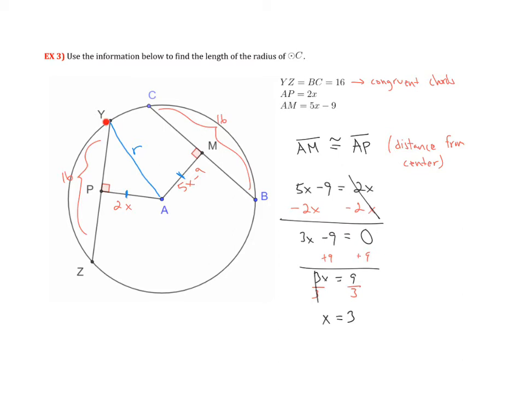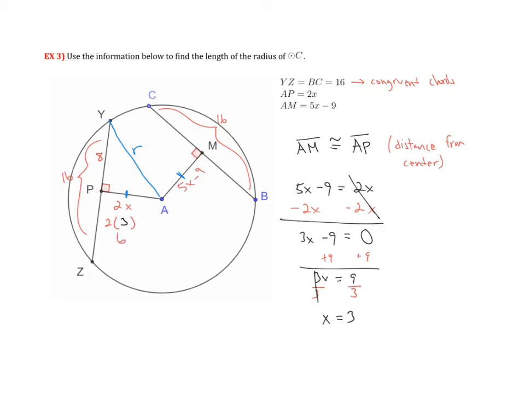And here's what I was mentioning earlier. This chord, YZ, gets bisected at point P. So YP, which is just half of the entire chord, is going to be 8 units long. And then, of course, like I said, let me substitute quickly to find AP. I'm going to say 2 times 3, because that's what x is, and this gives me 6.